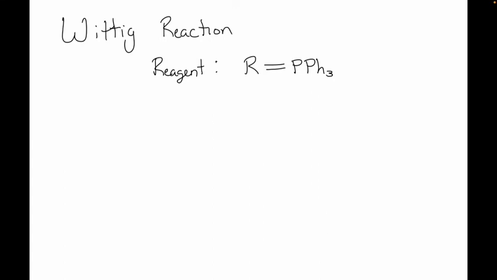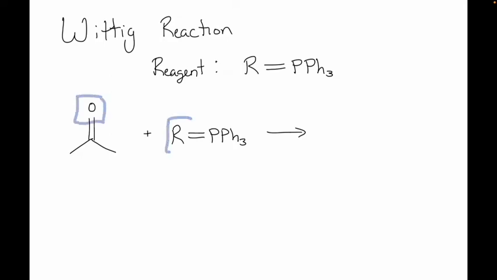If we have an aldehyde or ketone, this will react with our Wittig reagent. And what we're going to do is swap out this oxygen for this R group. So my product here is going to look like this. That oxygen gets completely replaced, and whatever's on the other side of the Wittig is now double bonded to the carbon that used to be a carbonyl carbon.